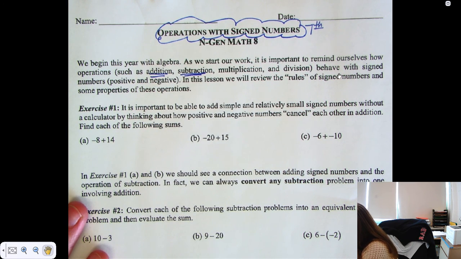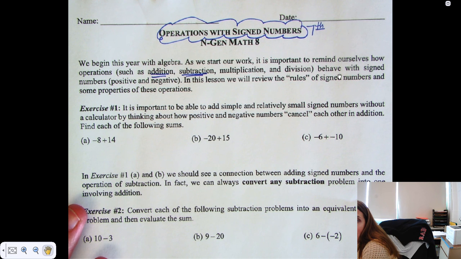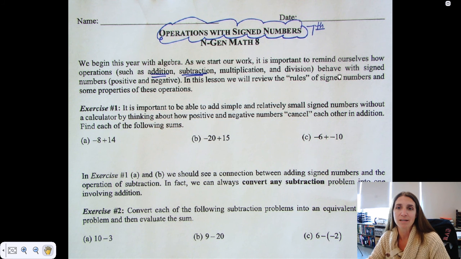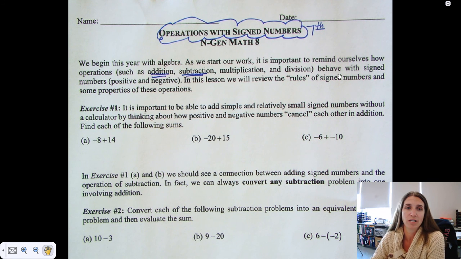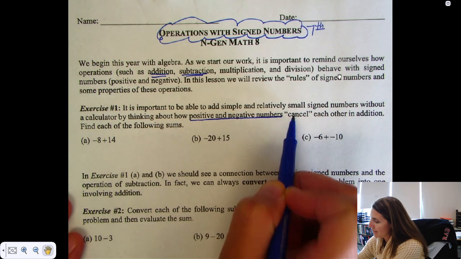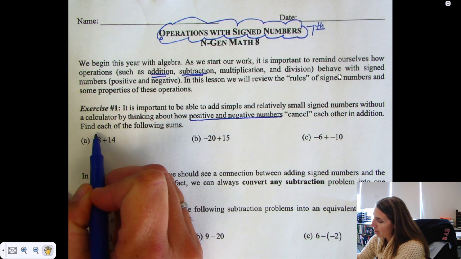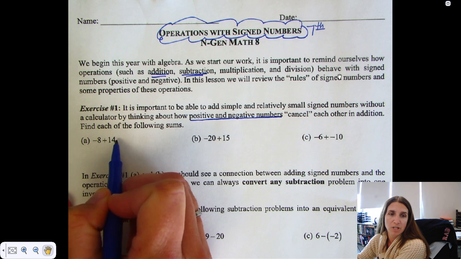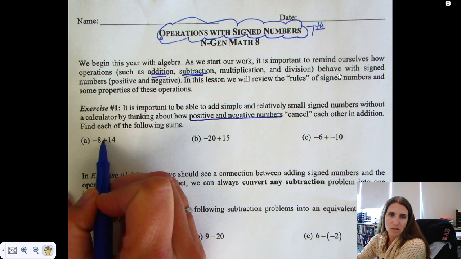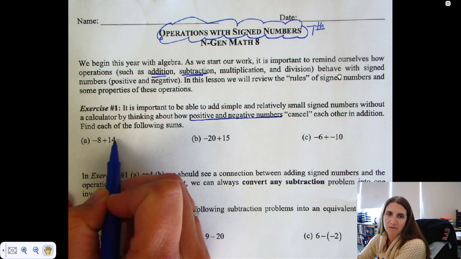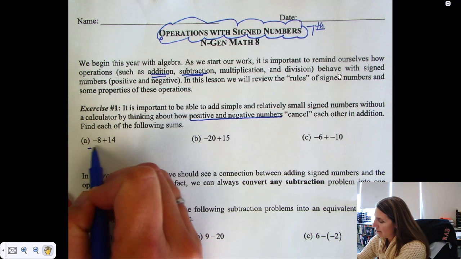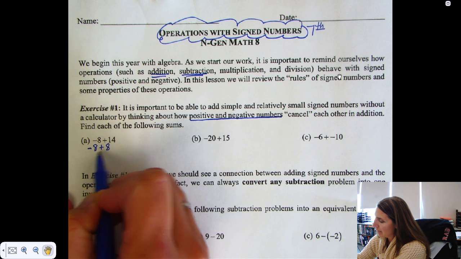Exercise 1. It is important to be able to add simple and relatively small signed numbers without a calculator by thinking about how positive and negative numbers cancel each other in addition. So if we think about our first example, negative 8 plus 14, I can take the number that has more of its sign. We have 8 negatives here and 14 positives here, and 14 has more positives.